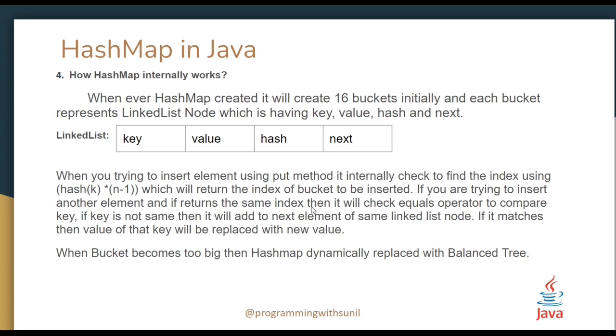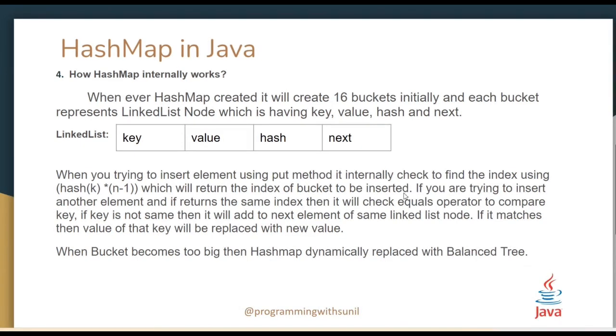Then what it will do is use the equals method to compare the key. If the key is not the same, then it will add it as the next element of the linked list node. If the key is the same, the value will be replaced as per the latest update in the HashMap. When the bucket becomes too big, it dynamically converts to a balanced tree, which we will discuss later. As of now, we'll go to the internal working of HashMap.